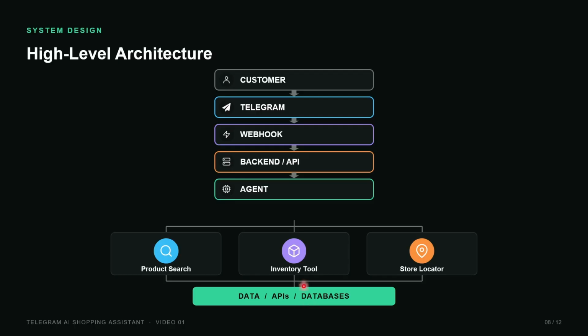In this case, we have a tool that checks the product, right? So product search. It goes to the database and checks whether the shoes are available for the customer's budget, which is 5,000, right? And if it finds the information, then it sends it back, right?